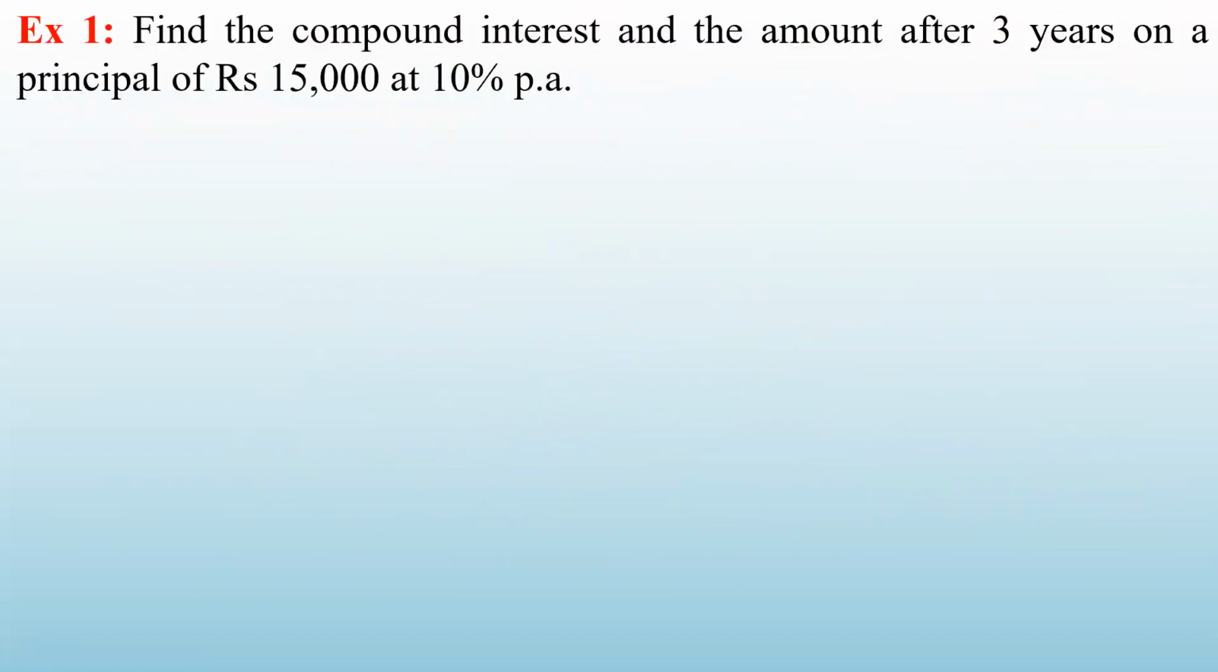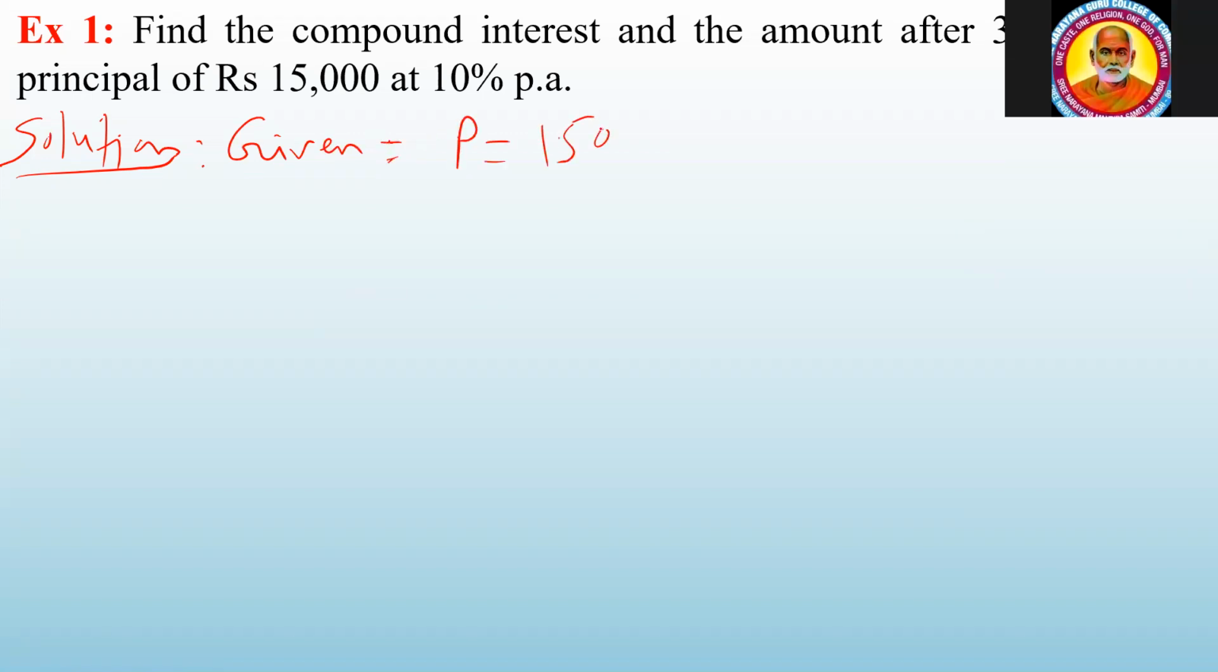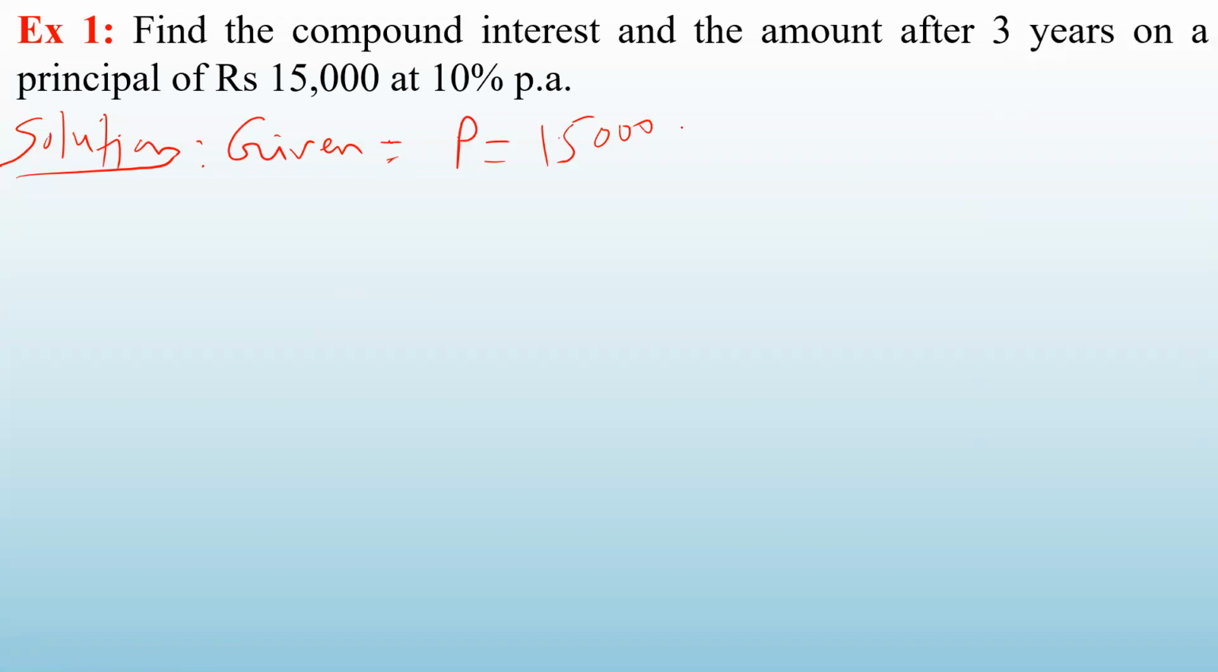Look at this question. Find the compound interest and the amount after 3 years on a principal of rupees 15,000 at 10% per annum. It's a very straightforward problem. What is given to you in this question? You are given principal P is equal to 15,000. And what is the rate of interest? It is given as 10% per annum.